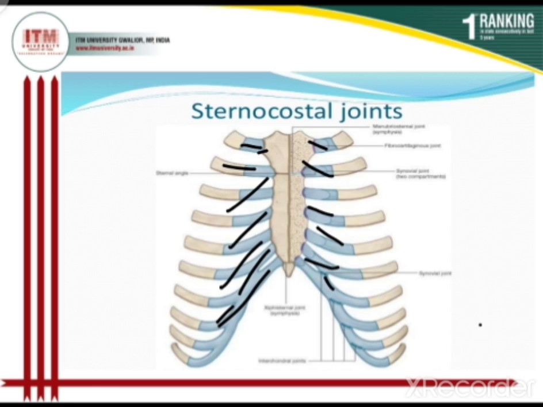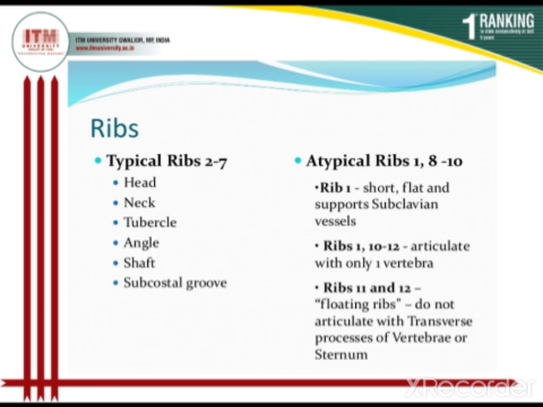Next is ribs. Now the typical ribs are from the second rib to the 7th rib. They are called the typical ribs. They have a head, neck, tubercle, angle, shaft and subcostal groove. These are common to all the ribs from rib number 2 to 7.